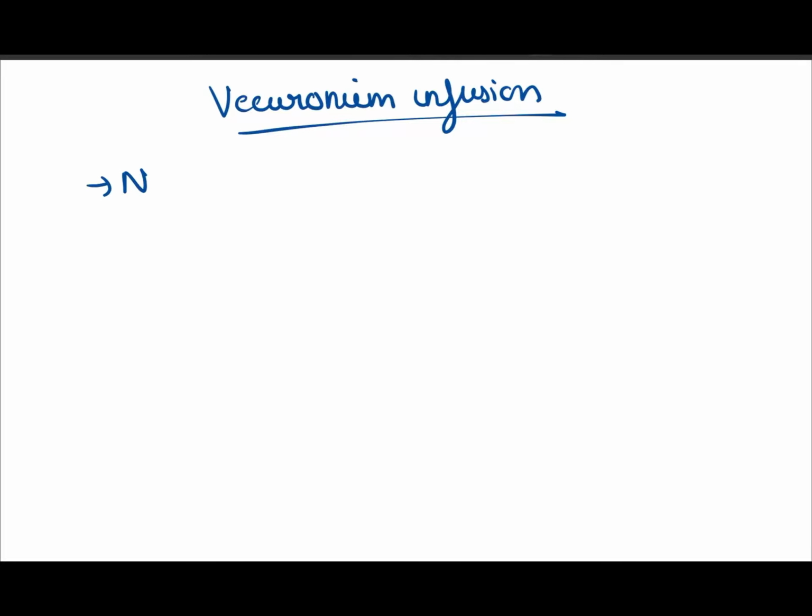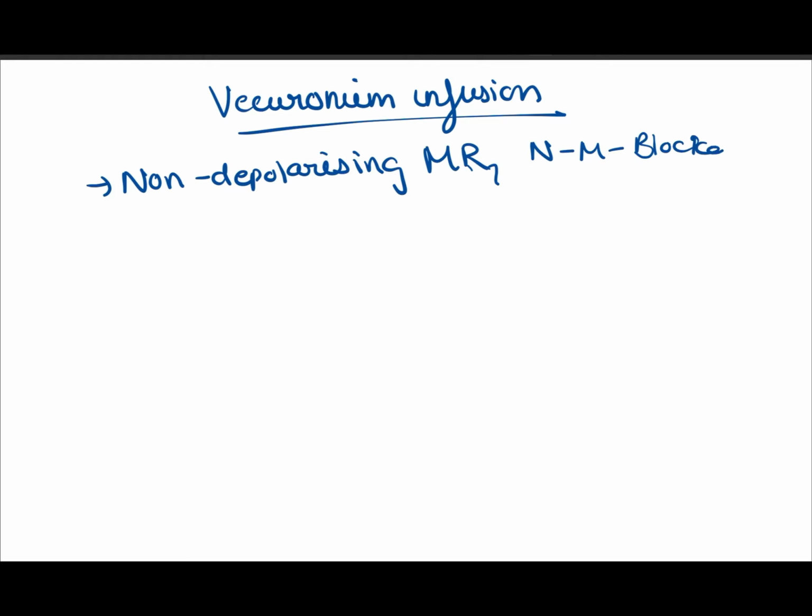Hi, let's talk about Vecuronium infusion today. Vecuronium is a non-depolarizing muscle relaxant. It helps with neuromuscular blockade. So, it is basically a paralytic agent. It is given when you want the baby to be paralyzed.